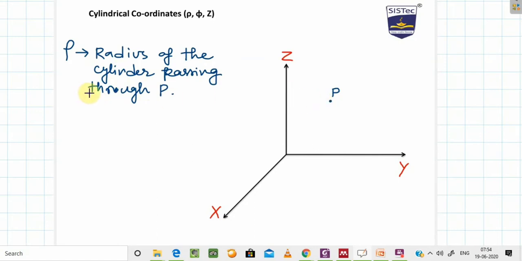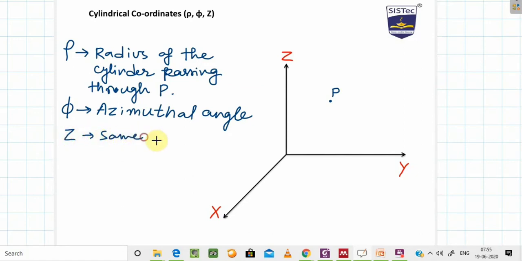Okay. Now, next is what? Phi is called the azimuthal angle. Okay. And z is the same as in the Cartesian system. The z-axis is the same as in the Cartesian system.